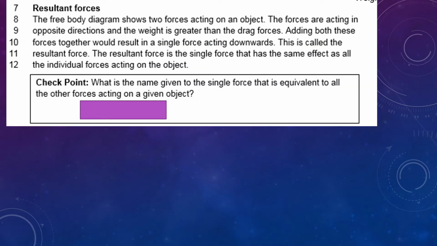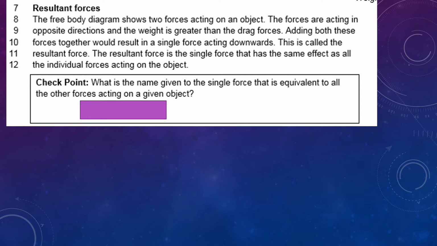Now, looking at resultant forces, if you're looking at a free body diagram like the one that we just saw with the black object, you have 2 forces acting on an object, and those forces are acting in opposite directions. We said that the weight is greater than the drag force. When you add both of these, they would result in a single force going downwards. What I would say is if they're working in opposite directions, then you would have to subtract those 2 forces.